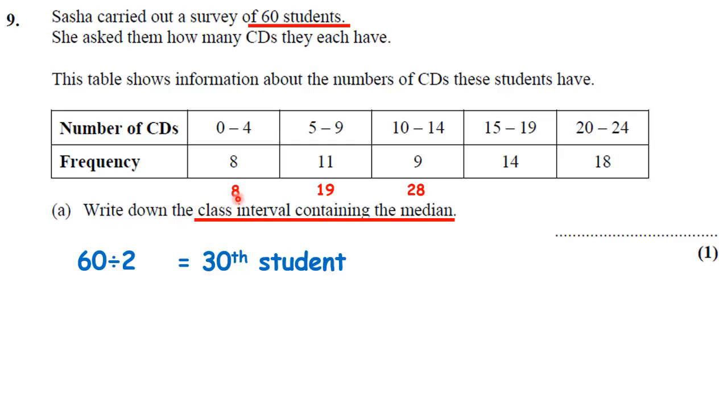So we get up to the 8th student with the first group, up to the 19th student with the second group, up to the 28th student for the third group, and then the fourth group takes us up to the 42nd student. That means that the 30th student is in this group, 15 to 19. So 15 to 19 is the group that contains the median, and that's what I put in my answer space. Really straightforward this is. It can be a bit complex at times, right? But if you stay systematic with it, you should find it in a really straightforward way.